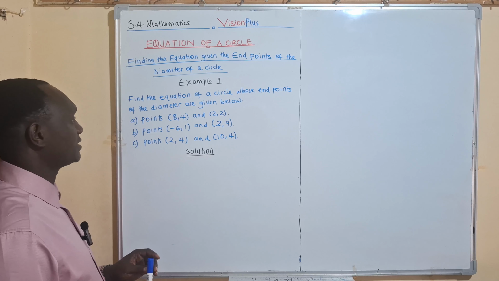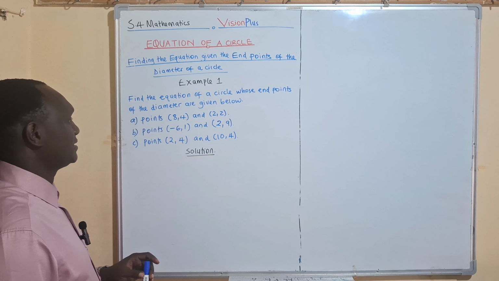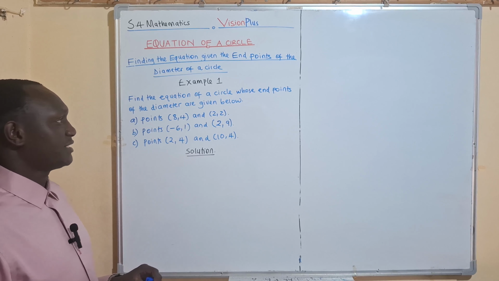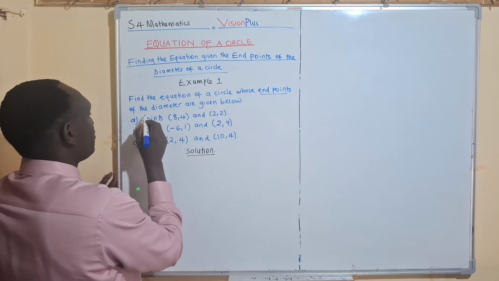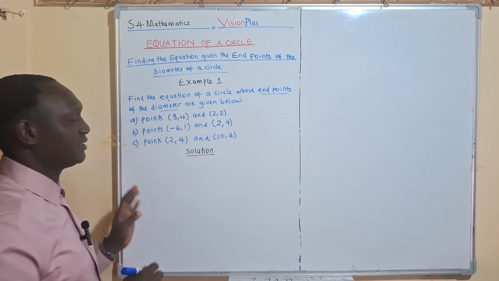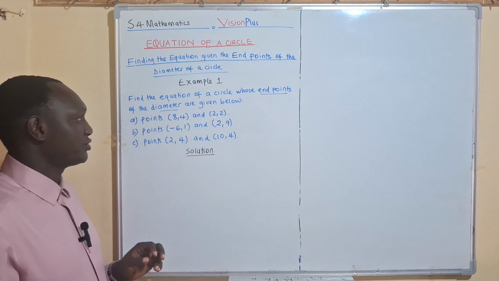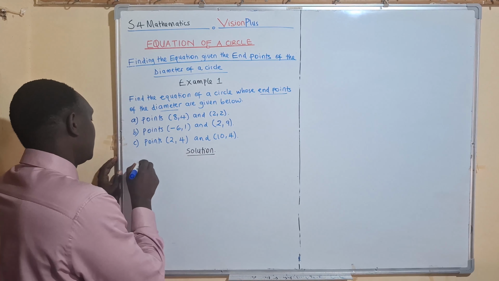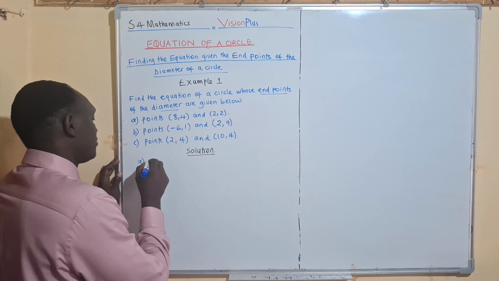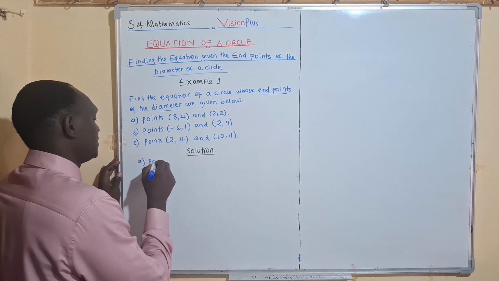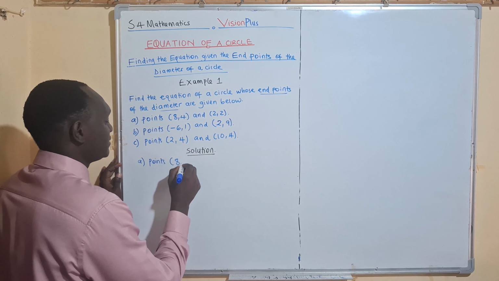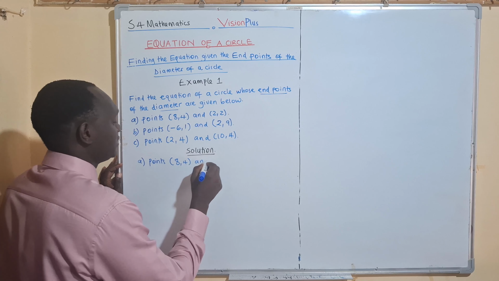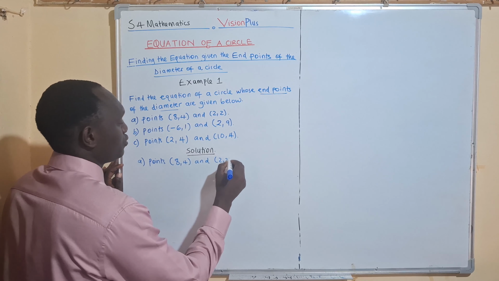And going to example 1. Example 1 says: find the equation of a circle whose endpoints of the diameter are given below. So what do we need to do? For part A, the endpoints of the diameter are (8, 4) and (2, 2).